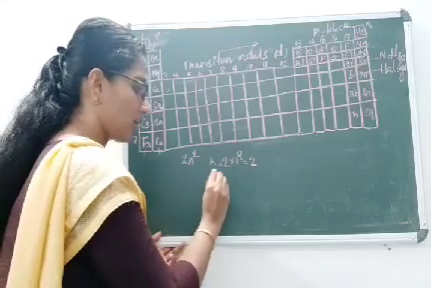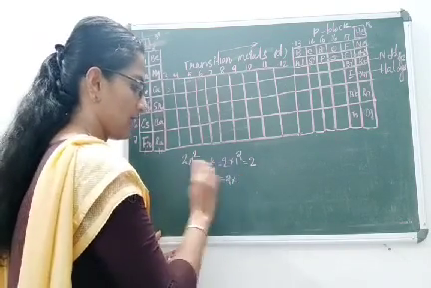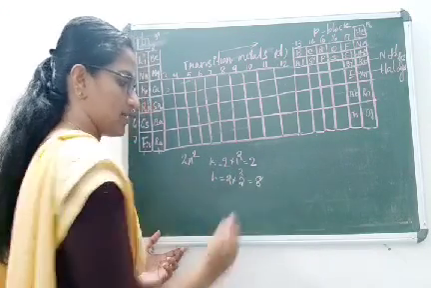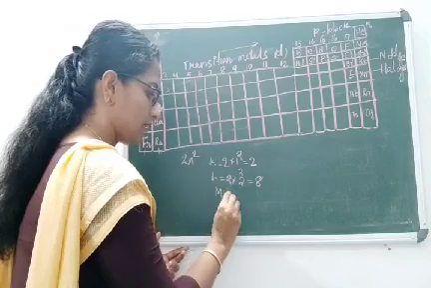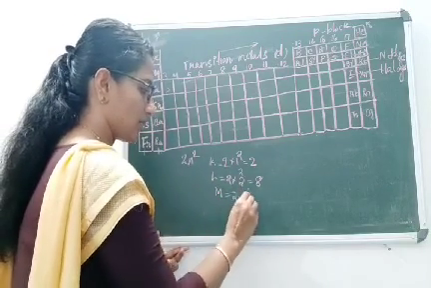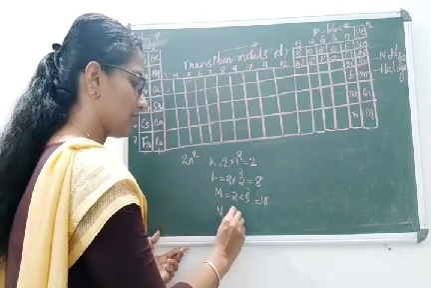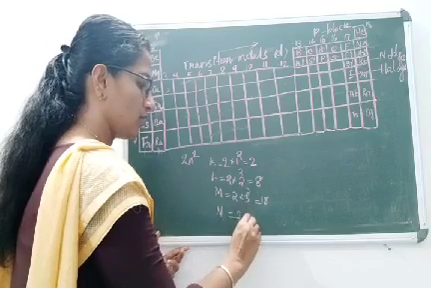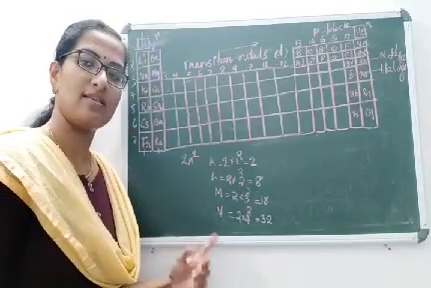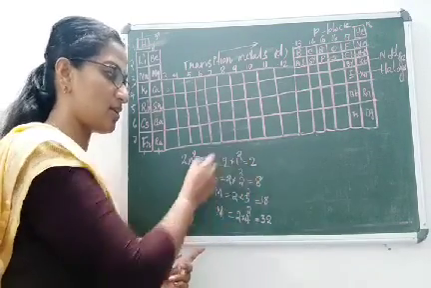According to the 2n square rule, the L shell has a maximum accommodation of 2 into, what is n? n is equal to 2 since it is the second shell, which gives 8. The M shell, how many electrons? 2 into 3 square, since M is the third shell. Substitute the value and you will get 18. The N shell means the fourth shell, 2 into 4 square, which is equal to 32. This was the Bohr-Bury rule. This is Bohr-Bury's first rule.